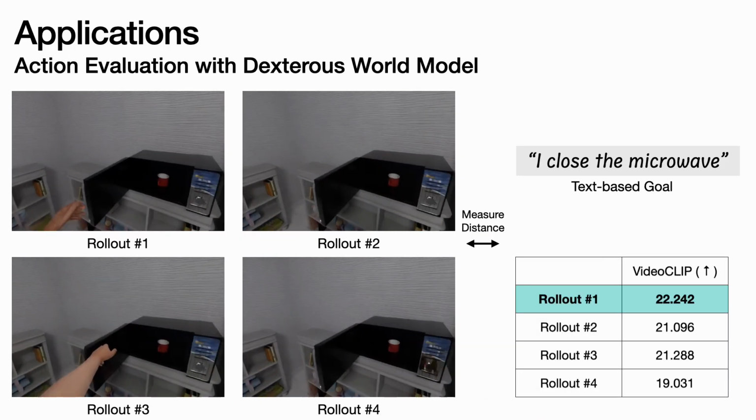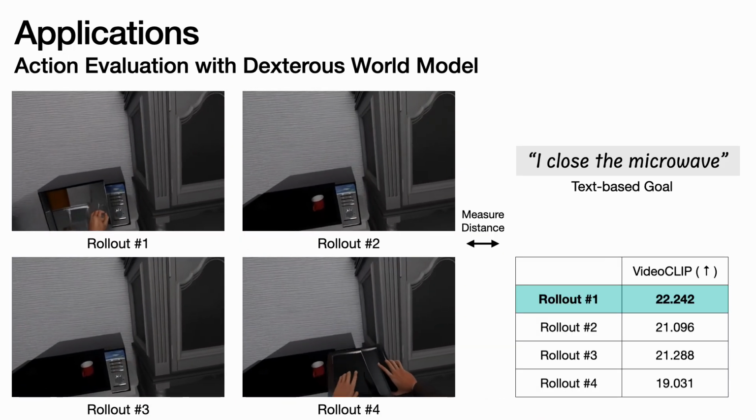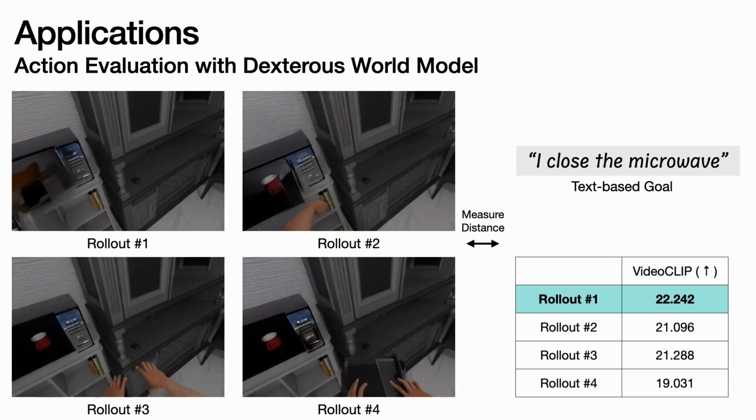For a text-based goal, such as, "I close the microwave," we compare each generated rollout to the text instruction. We use a video language similarity score to measure alignment between the generated video and the goal. The candidate with the highest score is selected as the best action.